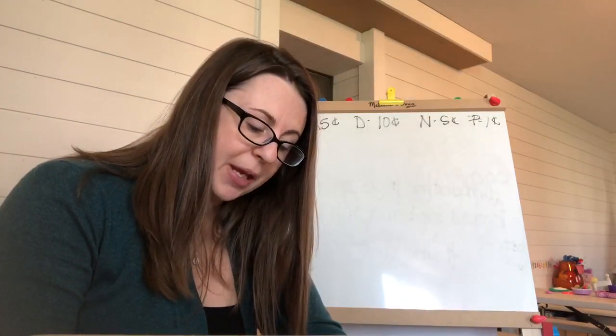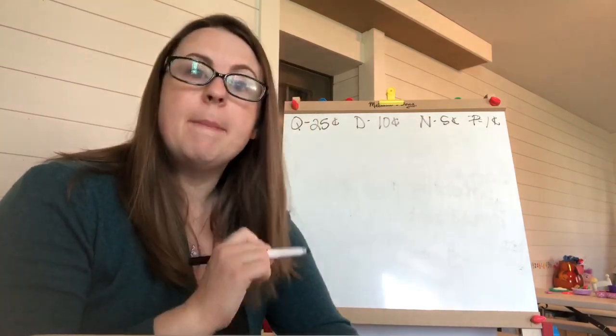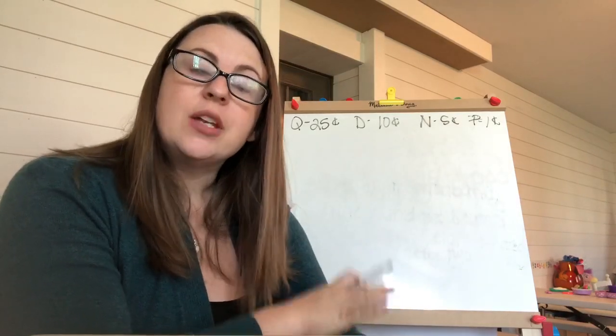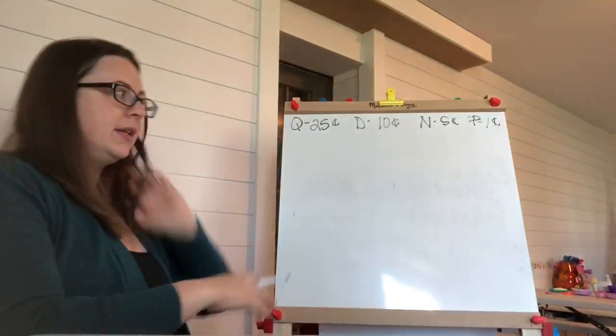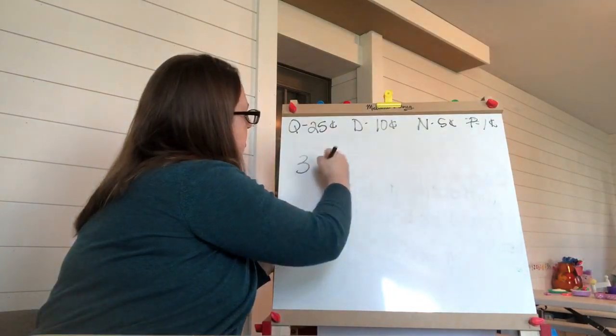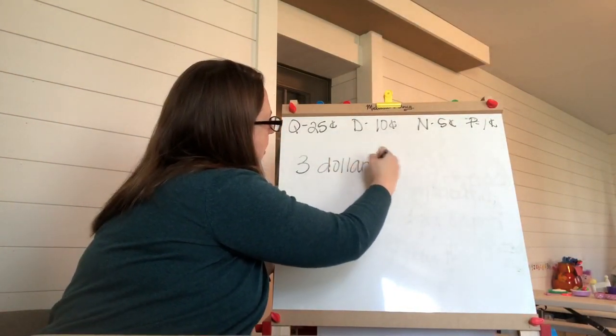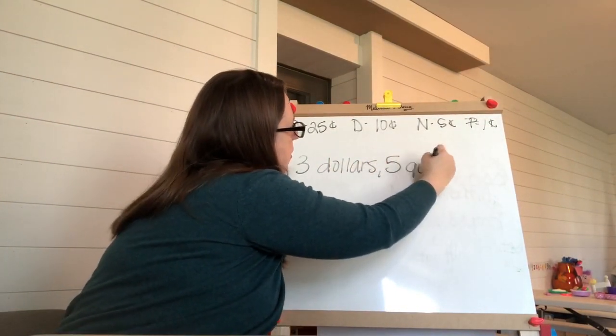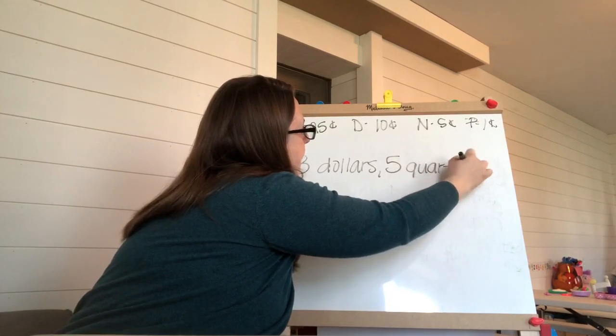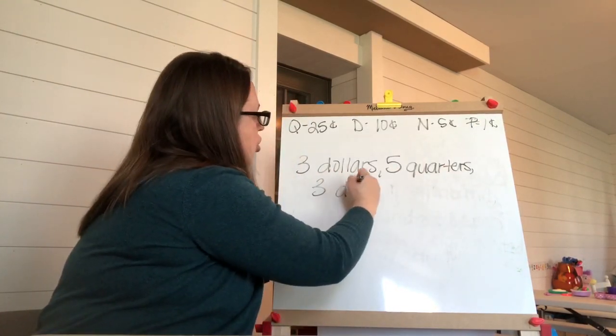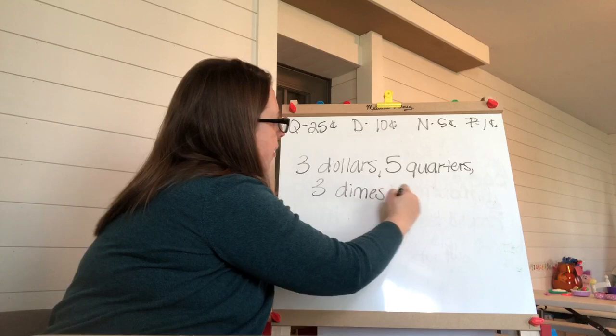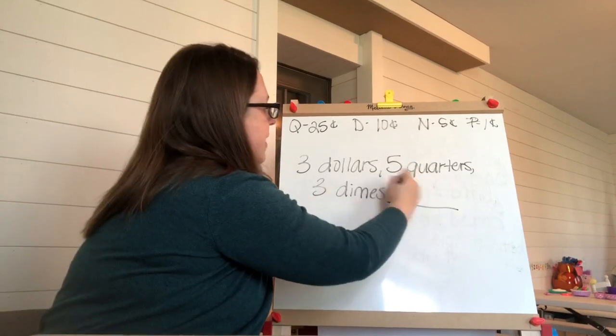And your job on page 31 is to combine the money that they give you into a dollar amount. So for example, if they were to tell you $3 and 5 quarters and 3 dimes, your job is to put it together into a dollar and decimal amount.